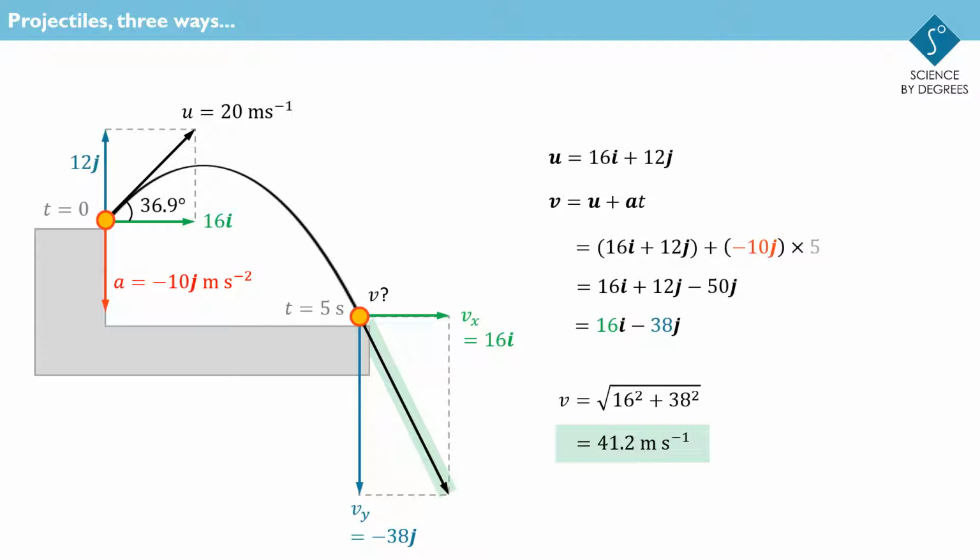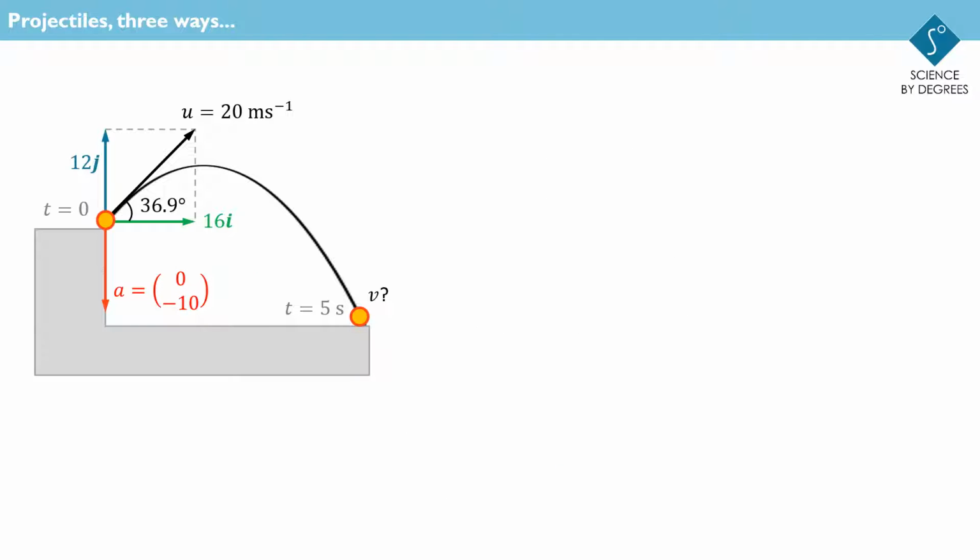And our final way of expressing this problem is to use the vector version of the equation again, but expressing the vectors in column form. Notice how the acceleration is expressed in this form. This column vector represents minus 10j. Here's the initial velocity expressed as a column vector.